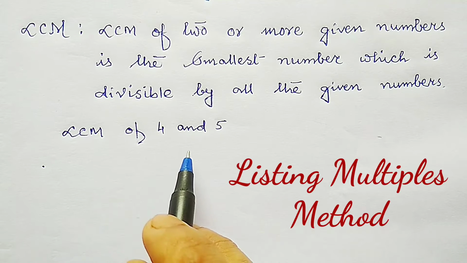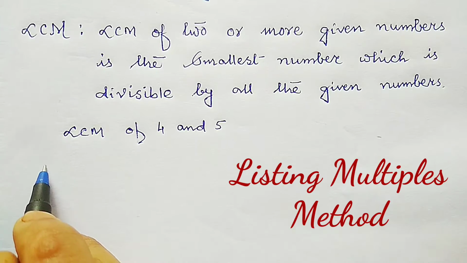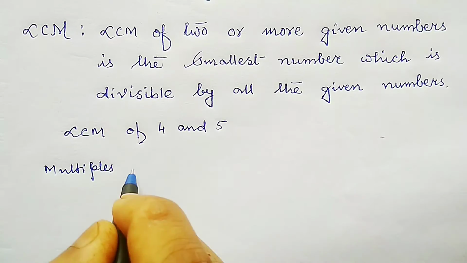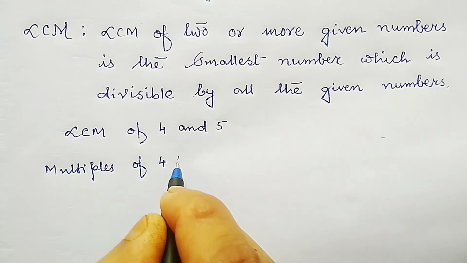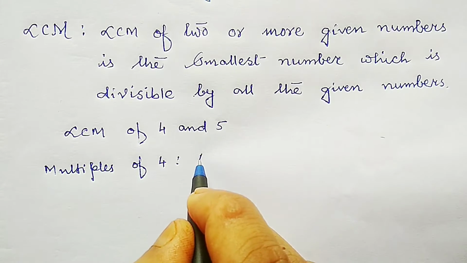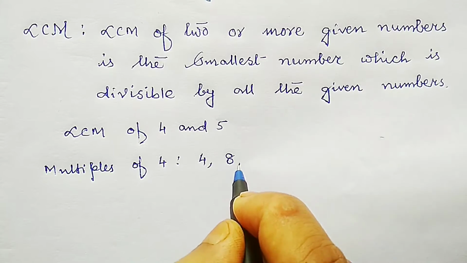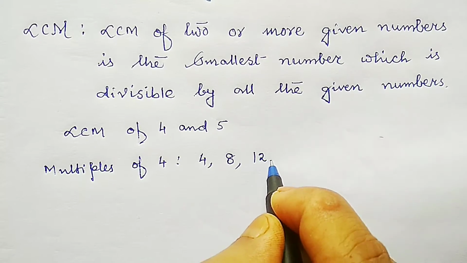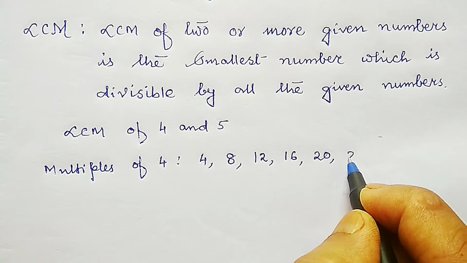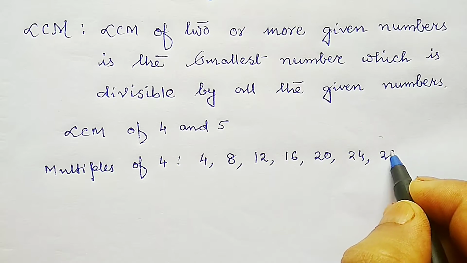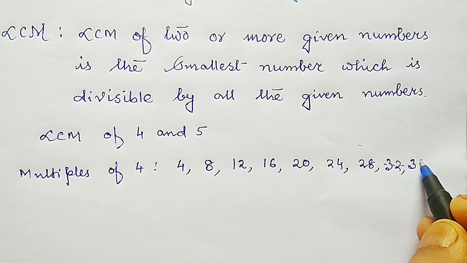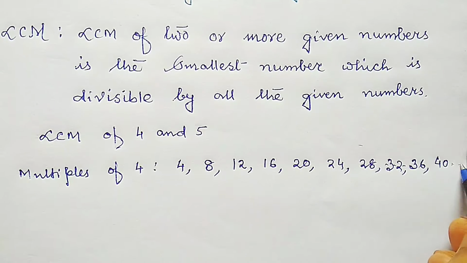Let me show the LCM of 4 and 5 by listing method. Now, multiples of 4 are, we know 4 1 ja 4, 4 2 ja 8. In this way you write multiples of 4 are 4, then 8, 3 4 ja 12, 4 4 ja 16, 4 5 ja 20, 4 6 ja 24, 4 7 ja 28, 4 8 ja 32, 4 9 ja 36, 4 10 ja 40, and so on.